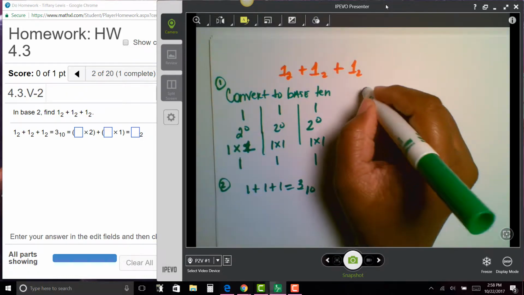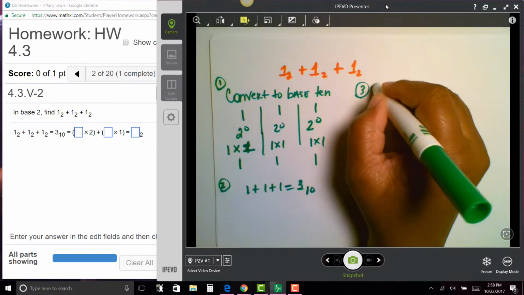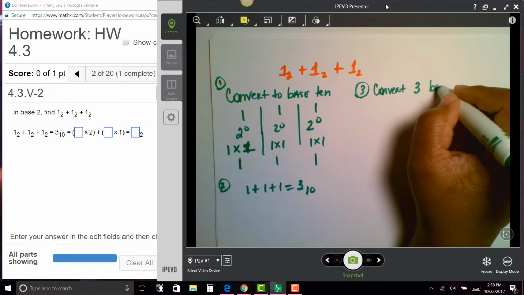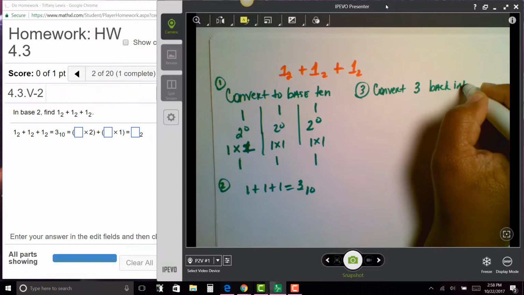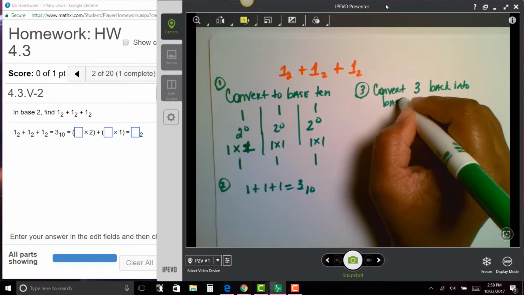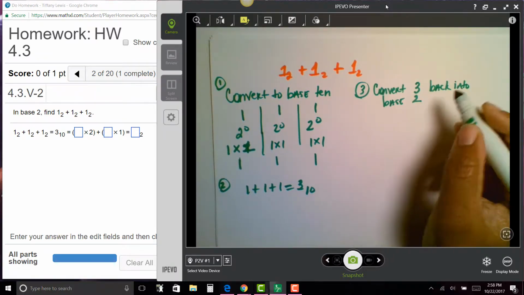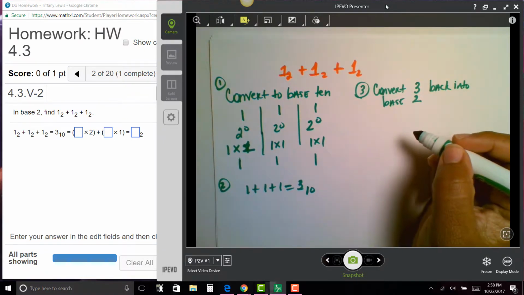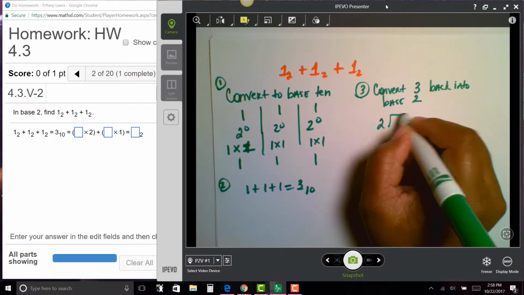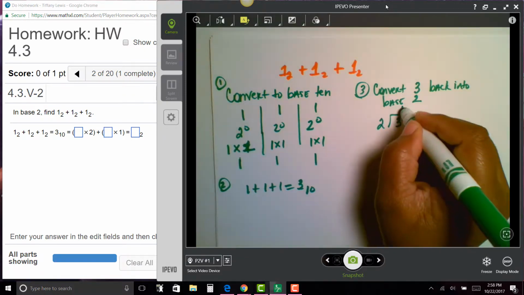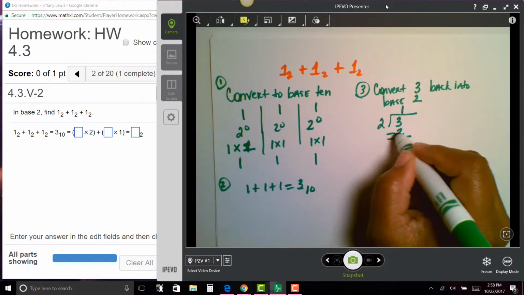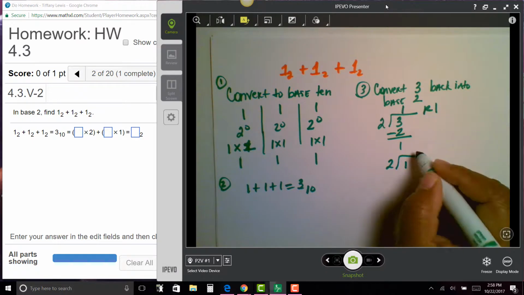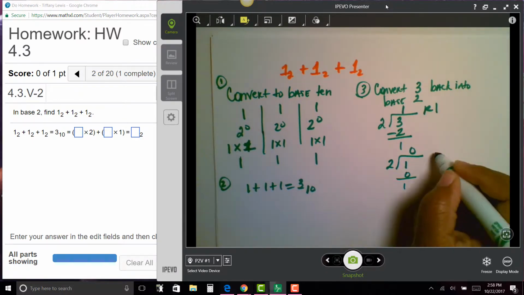So now we're going to convert the 3 back into base 2. And this is where we're going to fill in the missing parts, the pieces here. So here we go. 2 divides into 3 1 time, we have a remainder of 1. Then 2 divides into 1 0 times, we have a remainder of 1.